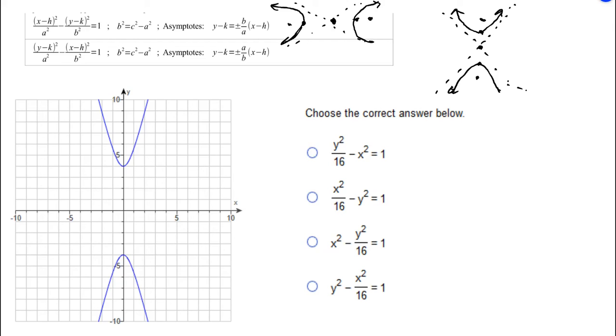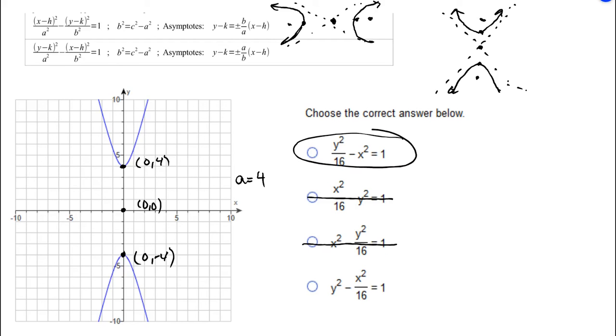So for this example, I'm taking a look at the picture, and you can see that we have vertices at (0, 4) and (0, negative 4), meaning the center of this hyperbola will be at (0, 0). That's also going to help us find the value of A to be 4. I can also see that this has a vertical orientation, and I can eliminate these two choices based on that orientation. Having a vertical orientation is having that y term being positive.